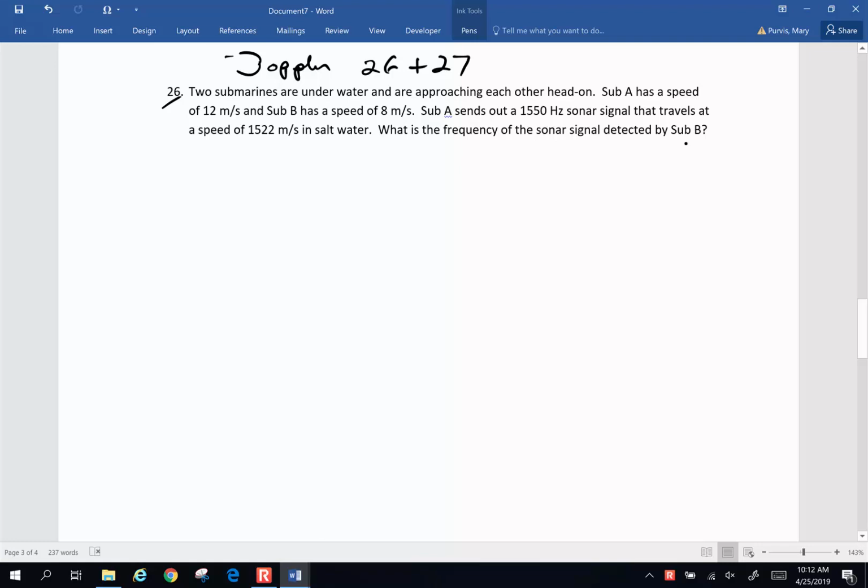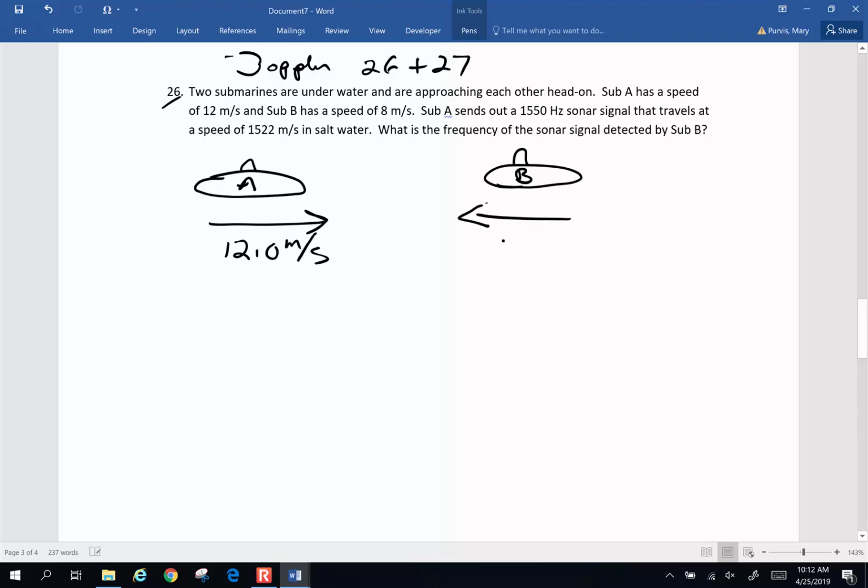So here goes nothing. I have a submarine, so let's draw a fancy sub. Let's call this submarine A, and I have sub B. Okay, maybe I'm not drawing fancy subs. So submarine A is going forward at 12 meters per second, and sub B has a speed of 8 meters per second, and these are going towards each other.